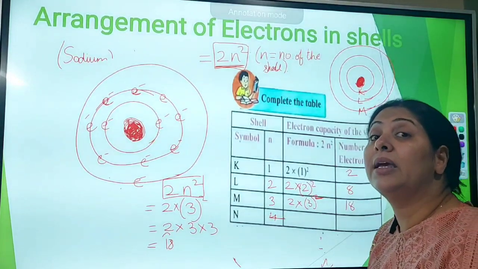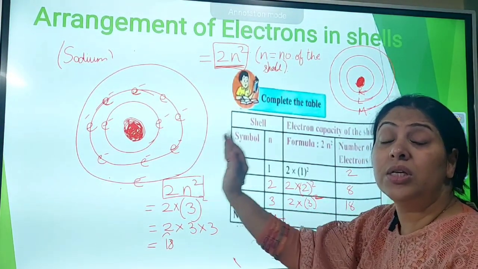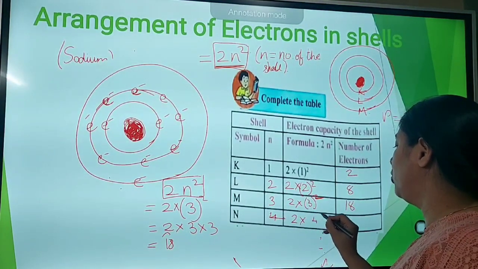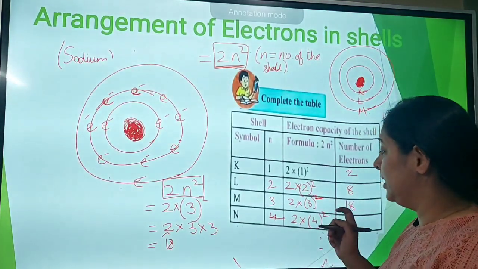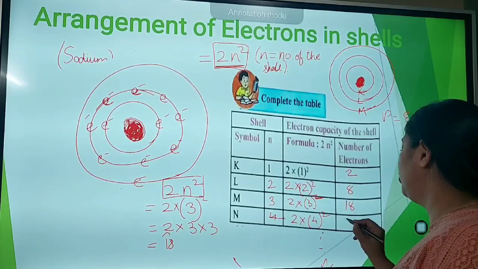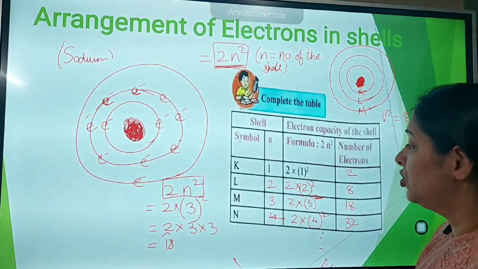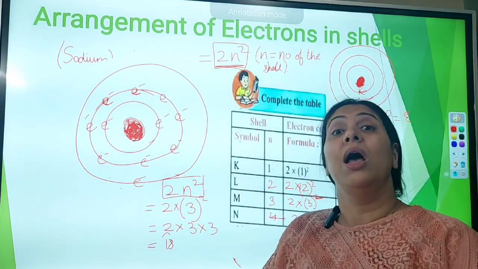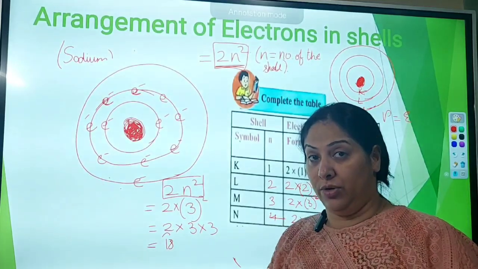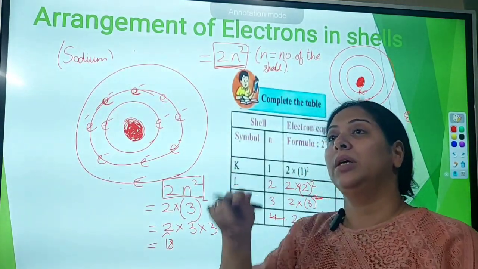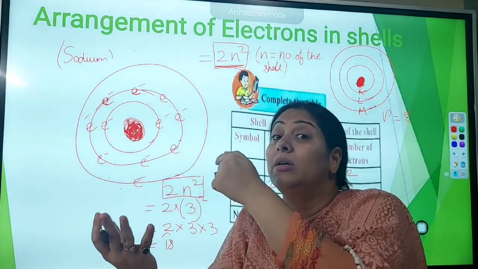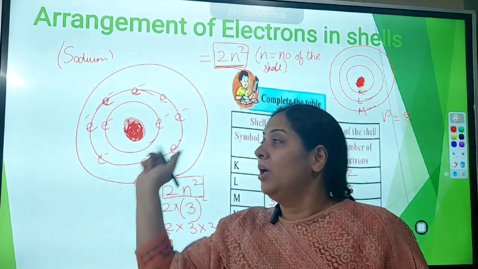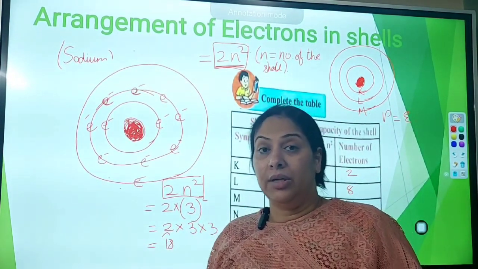So what is the capacity of the third shell? 18. It can have fewer, but it cannot hold more. Okay. Fourth shell: 2 into 4 squared, 4 4 16, 16 2 32. And so on. So with this formula you will be able to know how many electrons are in that particular shell. All right, and then we know that when an electron goes inside it releases energy, and when it comes outside it absorbs energy. What comes outside? Electrons come outside. We just studied in Bohr's theory, right?